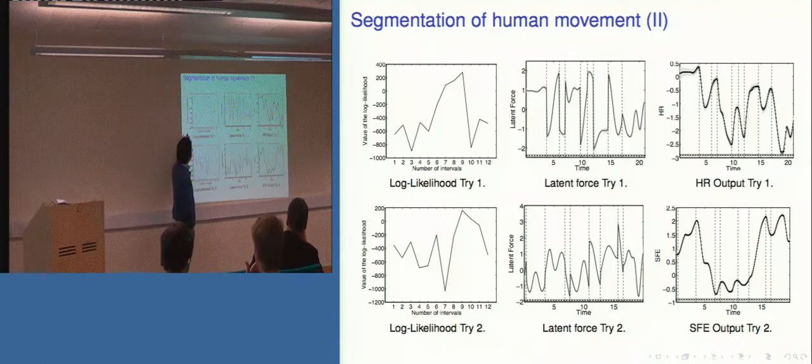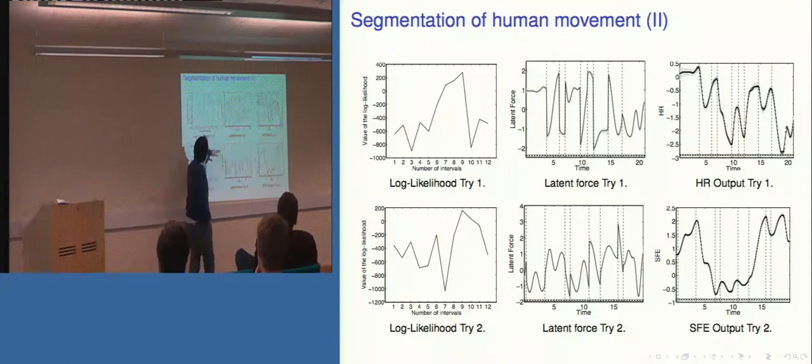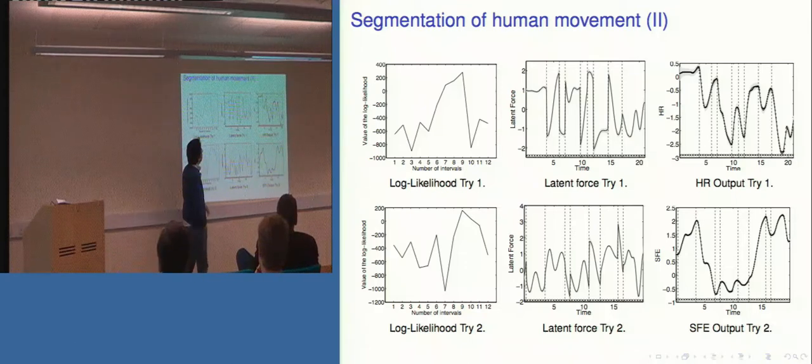So we don't know how many switches are in the data. What we did was a very simple thing with the marginal likelihood to see how many segments you could find in the data. This is the form of the latent force with different switches, 9. And this is one of the 7 outputs in that try. And then in a second try, we got the same number of switches. This is a different output in the robot example.